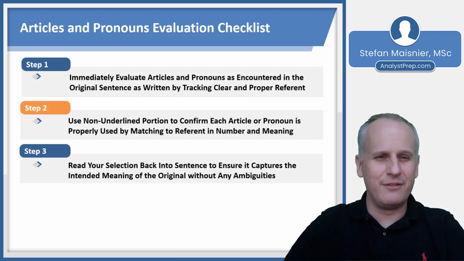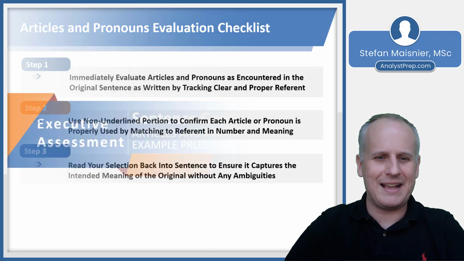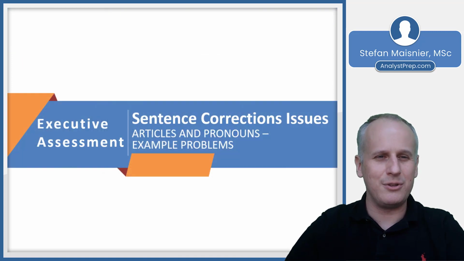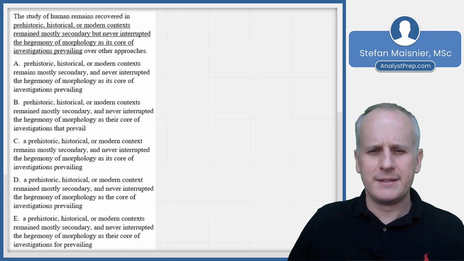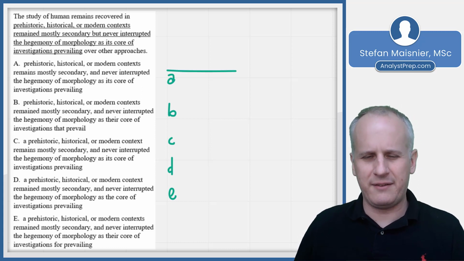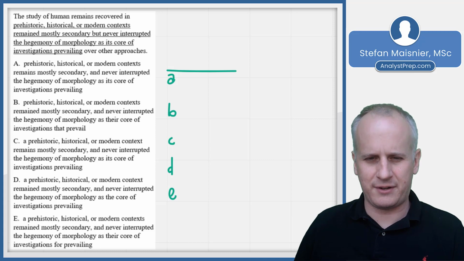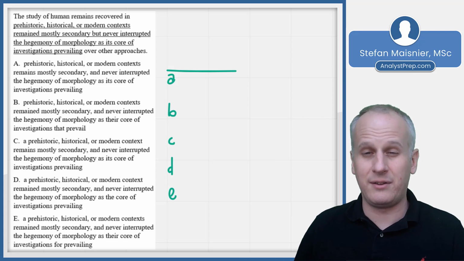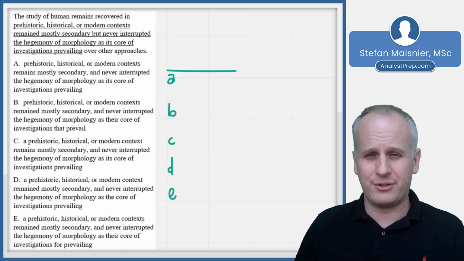So let's move on over to the whiteboard and take a look at a couple of examples together to see how you'll execute on the Executive Assessment when you encounter these types of issues in the sentence corrections on the verbal section of the exam. So here we have a sample sentence correction that you'll encounter on the verbal section of the exam. We'll set up the scratch work as we do for every problem of this type. You can see our answer choices A through E and a little line on top for a potential error if we can identify it.